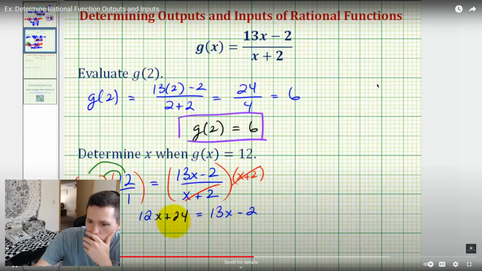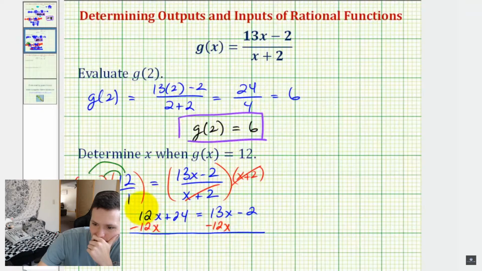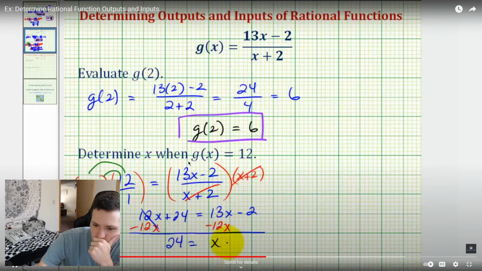So to solve for x, we need x on one side. So you just subtract 12x on both sides. Then you gotta add. Nice, because here we have 24 equals just 1x minus 2. Add 2 to both sides, and we have x.